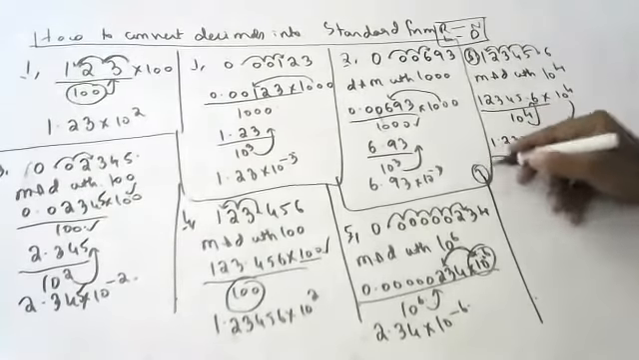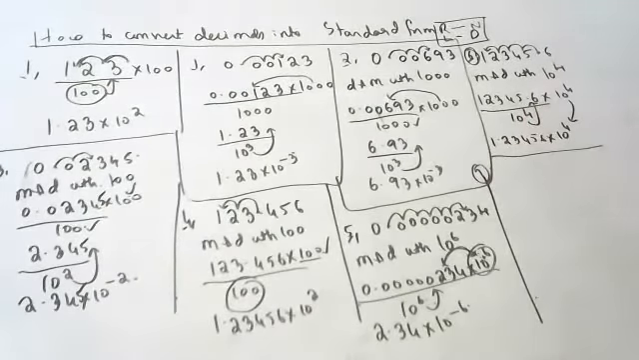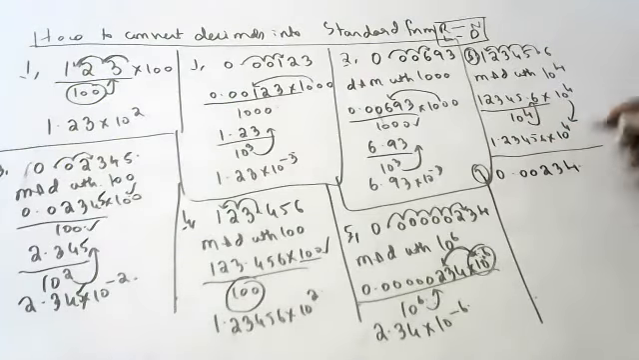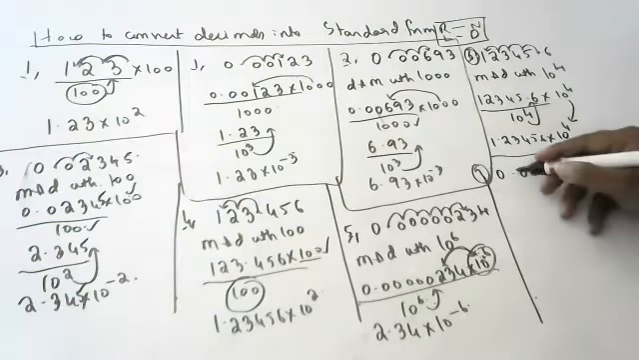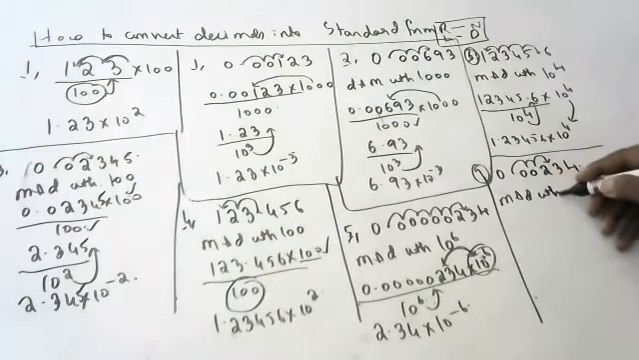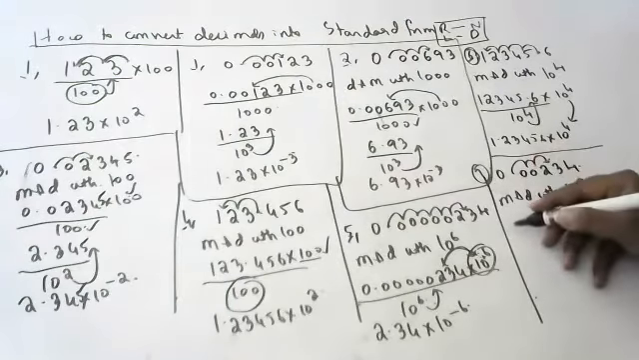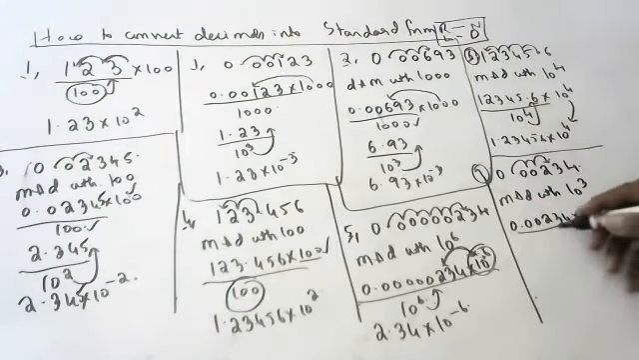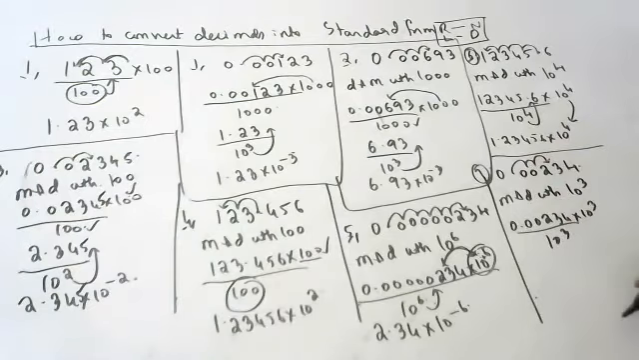Next, Ashita. 0.00234. Multiply and divide with? 10 to the power of 3. So 0.00234 into 10 to the power of 3 divided by 10 to the power of 3. So what happens? We'll use numerator or denominator for putting a decimal? Numerator, because it is coming right. Right means numerator. Okay, children.